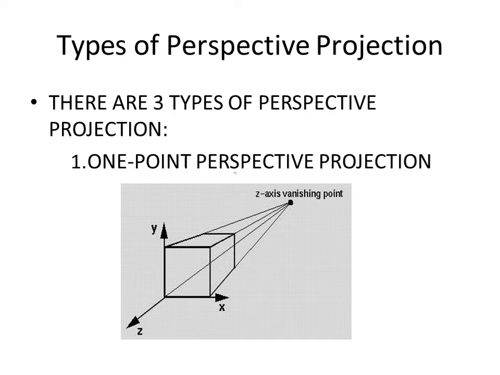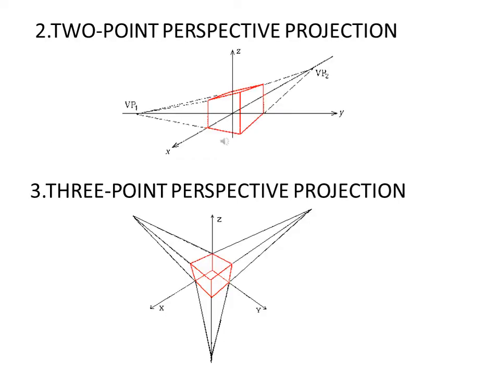A 1 point perspective contains only one vanishing point on the horizon lines. It is easy to draw. One point projection is mostly used to draw the image of roads, railway tracks, and buildings.